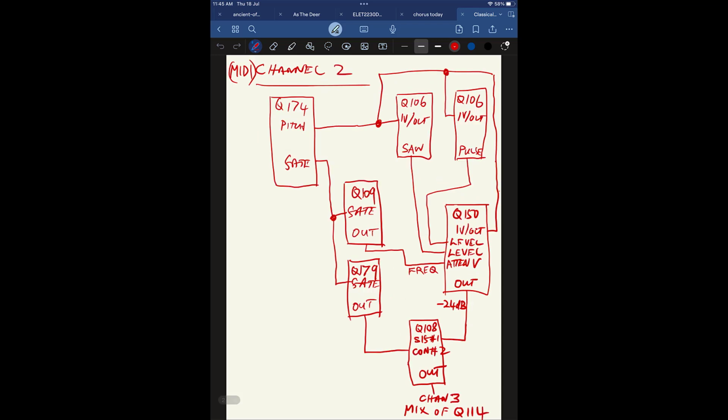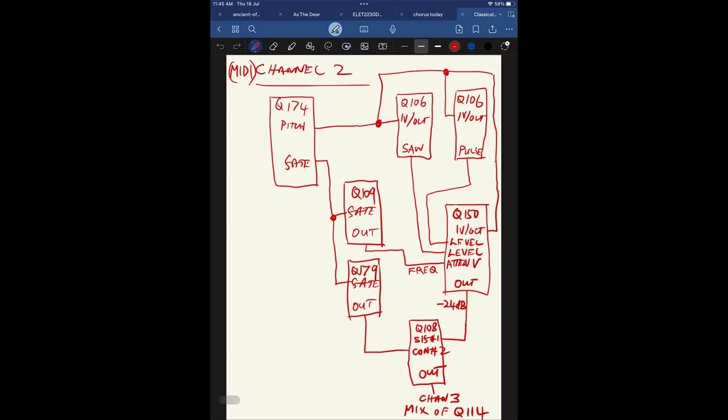Now, as you can see here, in channel 2, the MIDI channel 2, we have pretty much the same thing, but now we're using the Q150 ladder filter, and both of the signal inputs actually have built-in level knobs. So as you can see, although we're using saw and pulse from two oscillators, just like we did in channel 1, they're going directly into the two inputs of the 150. We don't need the extra level attenuator, so we don't have to use 1/4 of the Q114++ mixer to get that.